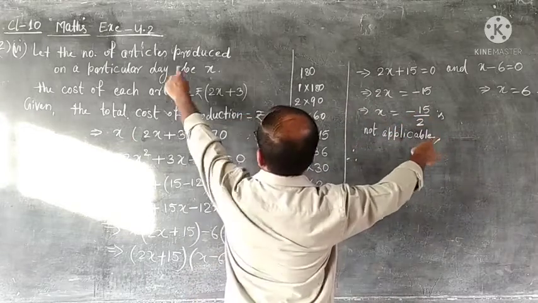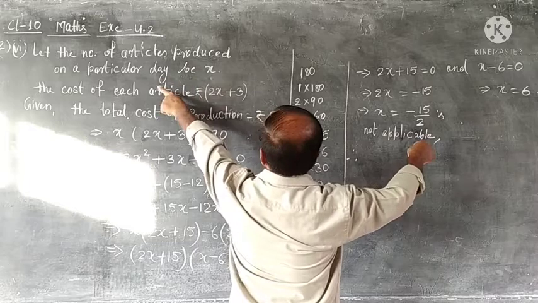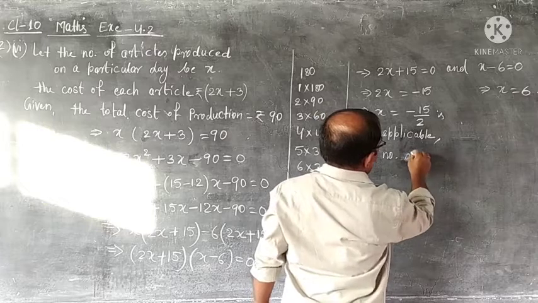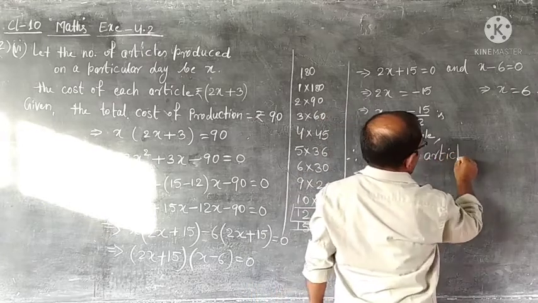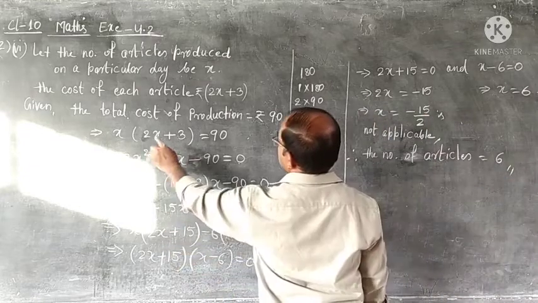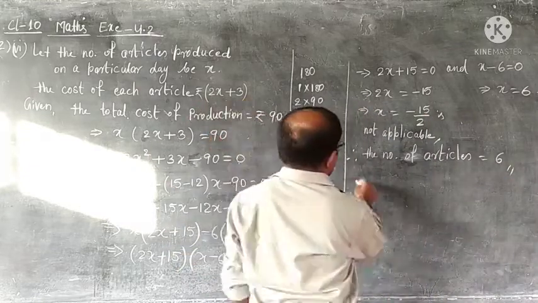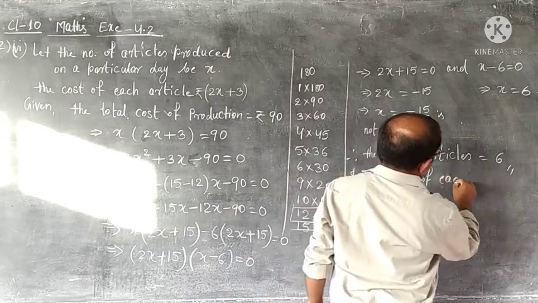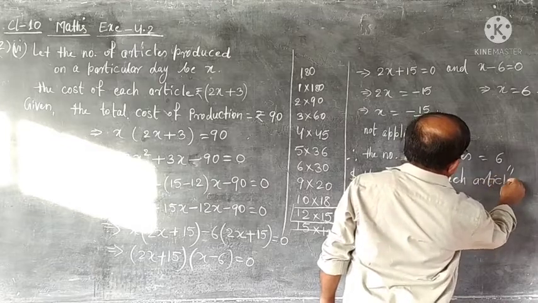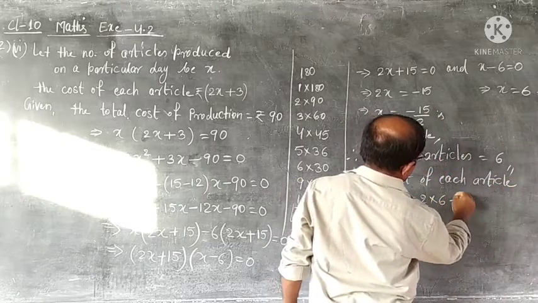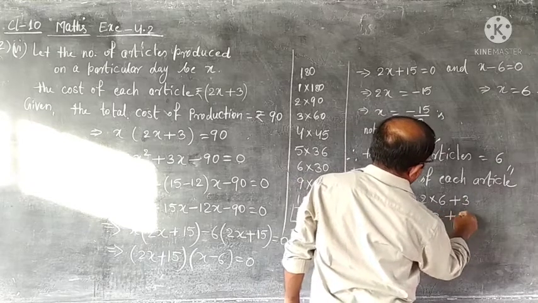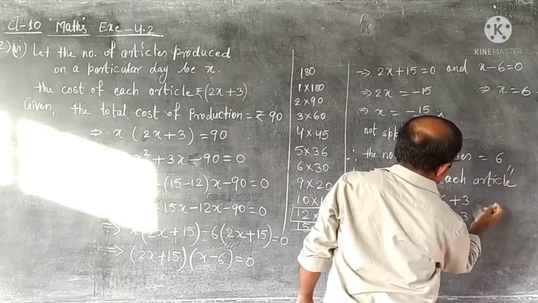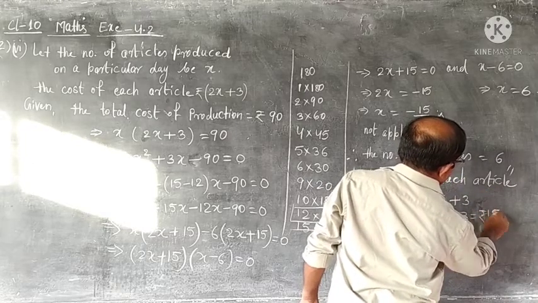Therefore, x, what is x? Number of articles produced. Therefore, the number of articles will be 6, and the cost is how much? 2x plus 3. Cost of each article: 2 into x, 6, plus 3. 6 twos are 12 plus 3. 15 rupees is the cost we can write. Rupees 15.